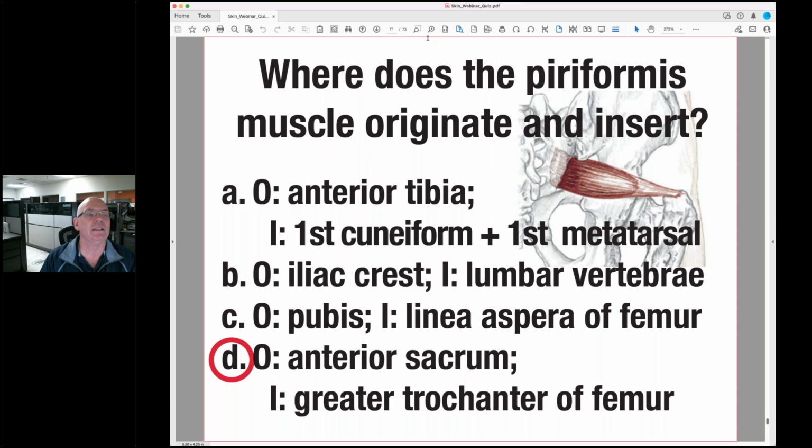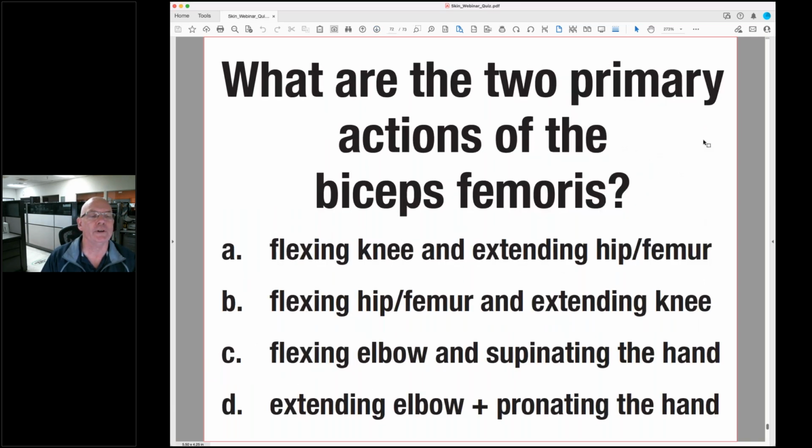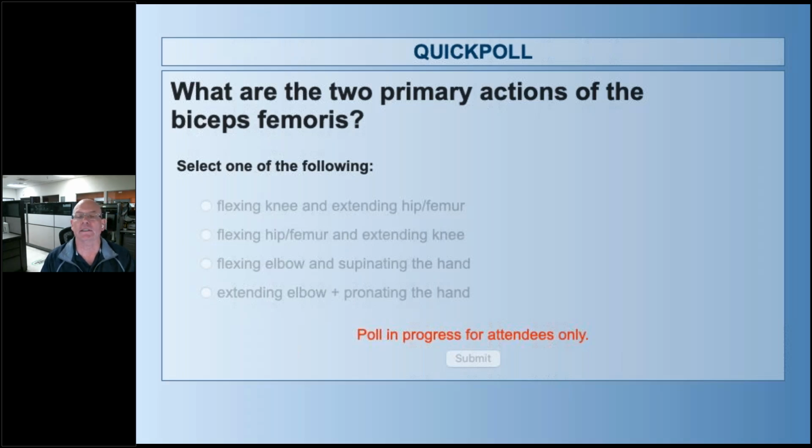And last but not least, what are the two primary actions of biceps femoris? Flexing of the knee and extending of the hip, flexing of the hip and extension of the knee, or extending the knee, flexing elbow and supinating the hand, or extending elbow and pronating the hand.